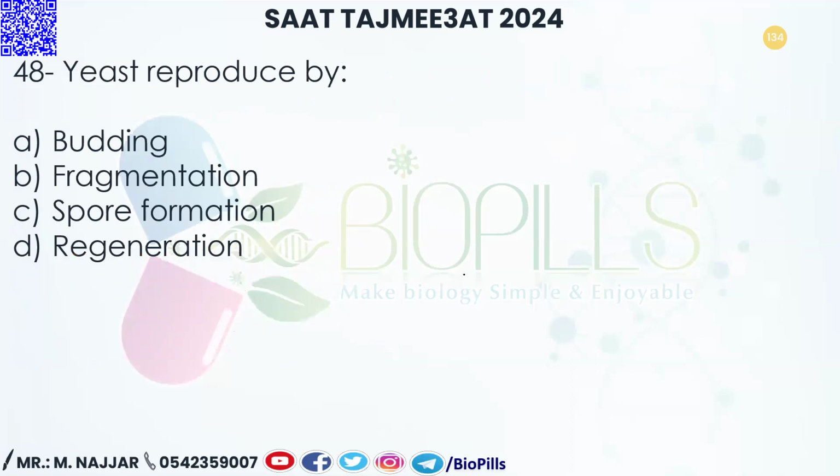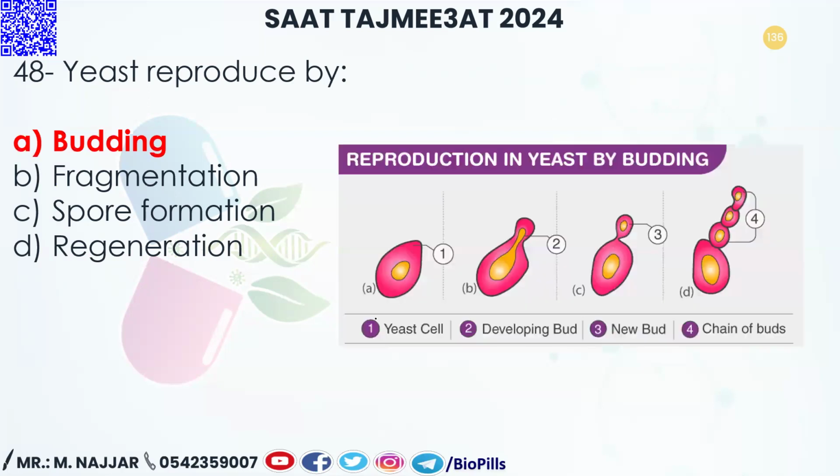Question number 48. Why? It's logic. Yeast reproduces by, is easy. What is the asexual way by which the yeast is reproducing? Yeast reproduces by budding. Yes, that's it. We just have 1 or 2 questions for today.